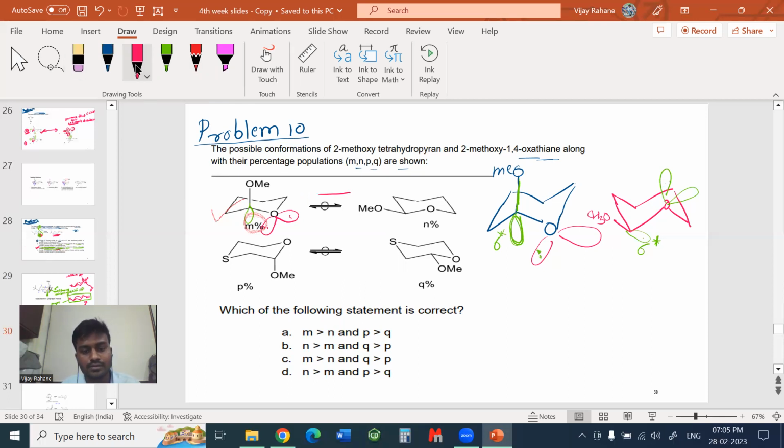So this one is the major one and this one is the minor one, because of this anomeric effect. This one is axially present, and this bond gets stabilized due to the anomeric effect from the oxygen.